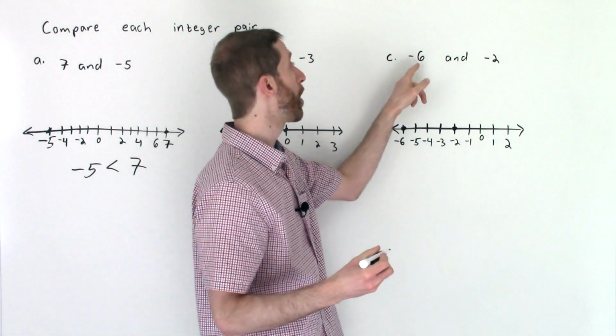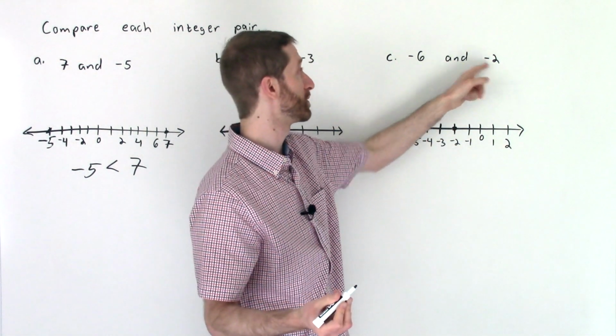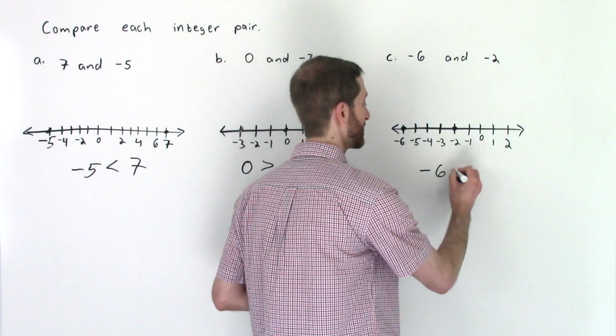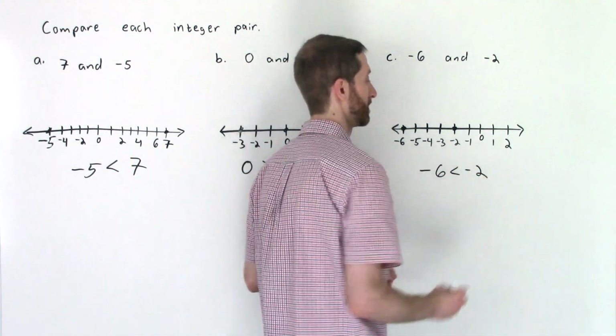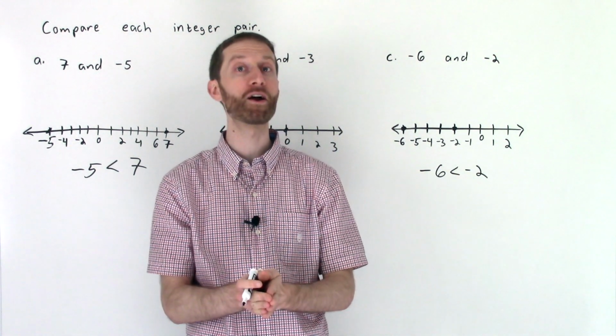It would be like being more in debt than we are with $2 in debt. So being $2 in debt versus $6 in debt. So -6 is less than -2. And that's all I've got for you in this video, a simple how to compare integers.